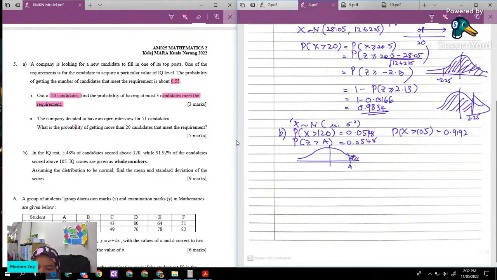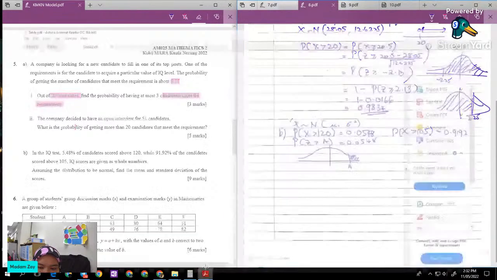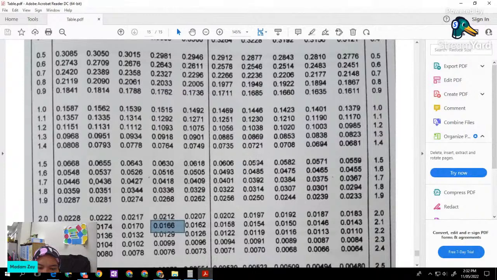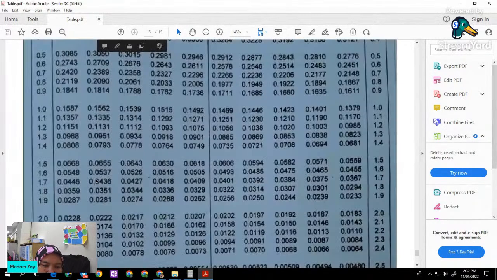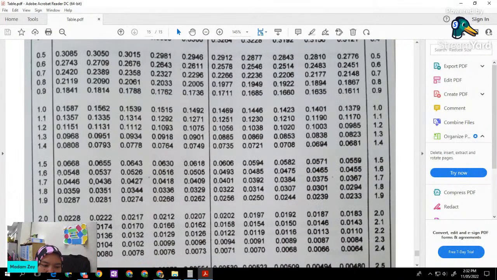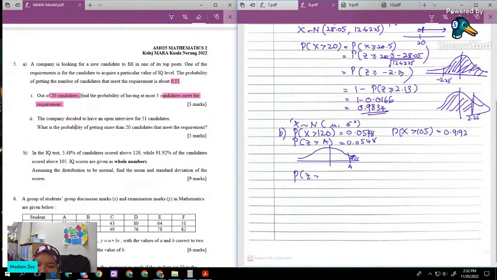Okay. So daripada table, kita tengok probability of 0.0548. Di sini. Nampak? Saya guna table yang ketiga. Sebab apa? Nilai dia, probability dia sampai 4 titik perpuluhan. Kalau guna table yang keempat, dia ada sampai 2 titik perpuluhan saja kan. Okay, so 1.60. 0.0548 ni bila dia adalah probability of Z more than 1.60.